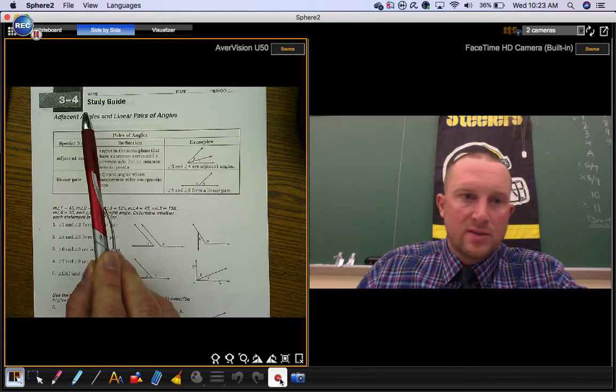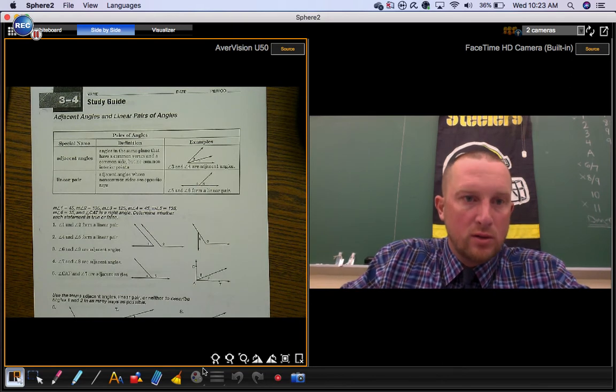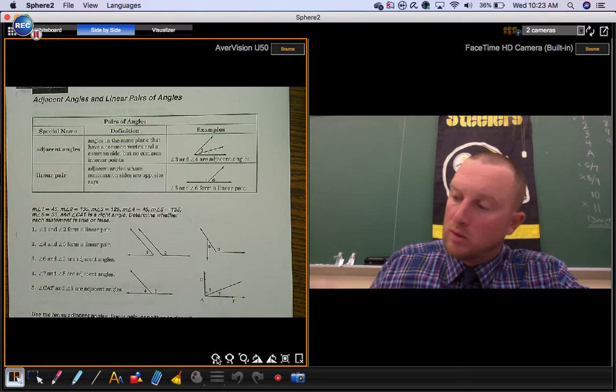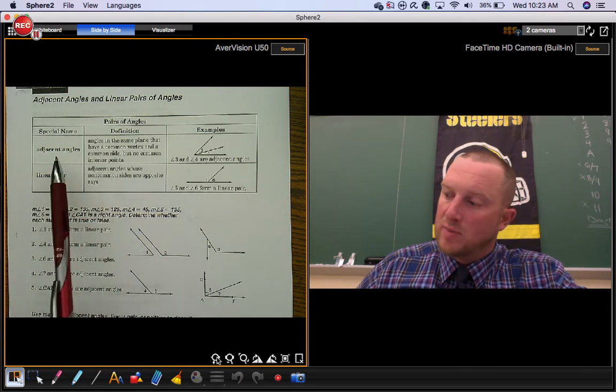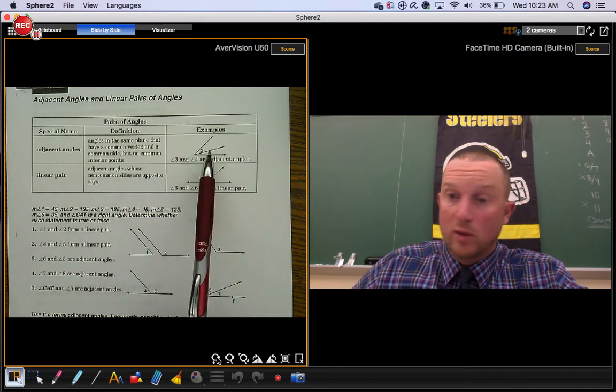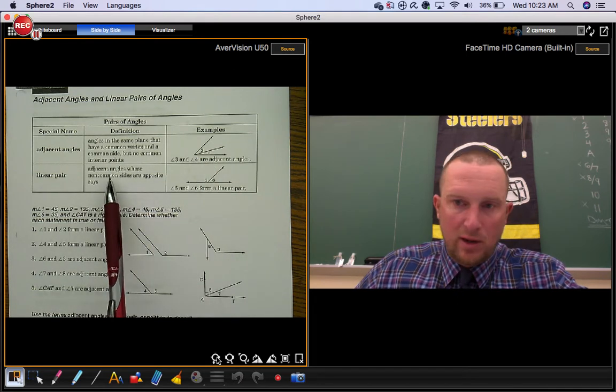This is the study guide for section 3.4. It's on adjacent angles and linear pairs. So just like all your study guides, they tell you some good information at the top. They tell you exactly what adjacent angles are and what they look like. Same thing with a linear pair.